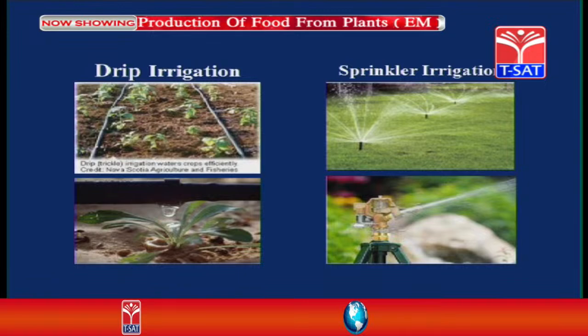This is drip irrigation. I think you have seen it: horizontal pipes and vertical pipes will be present, and wherever the plant is there, a small nozzle will be present and water will come out of that drop by drop. That is why it has got the name drip irrigation. And the second one you can see here, sprinkler irrigation. Here the water comes out of the pipe, and a nozzle spreads the water throughout the field and gives more time for absorption.